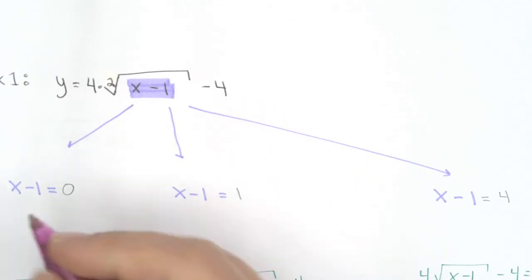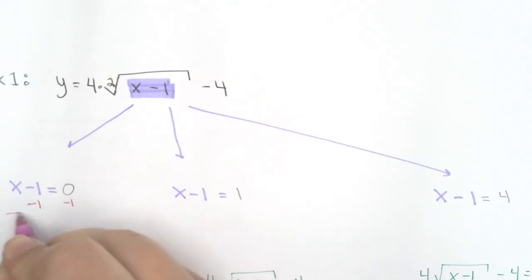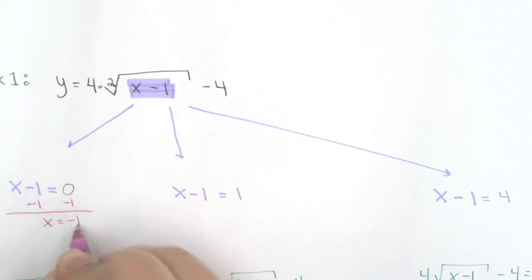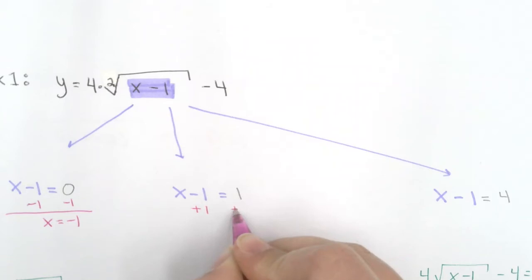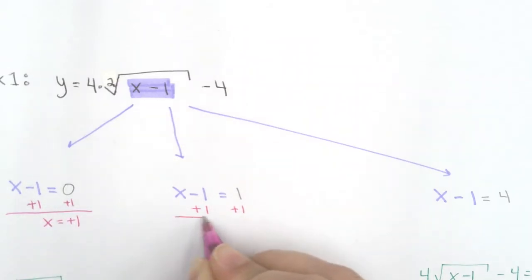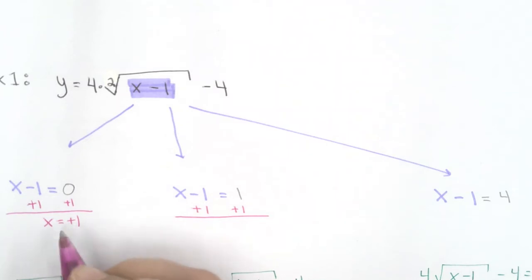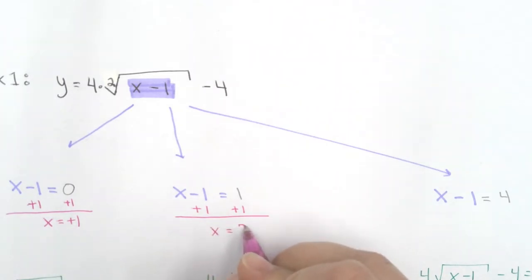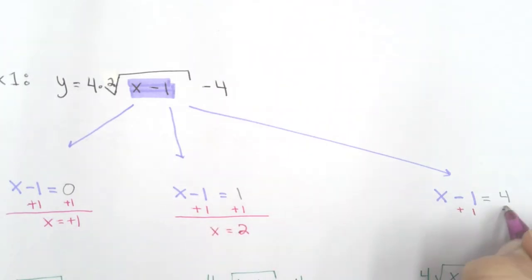So I'm going to subtract 1, subtract 1. My new x value is negative 1. I'm going to add 1. I'm going to add 1. Oh, did I subtract? Oh, I'm sorry. That should be an add. So I'm going to add 1. So this x value is a positive 1. This x value is a 2. I'm going to add 1, and this x value is a 5.